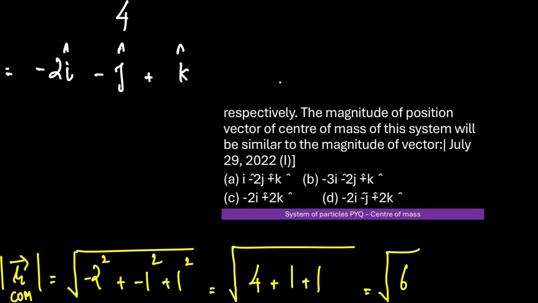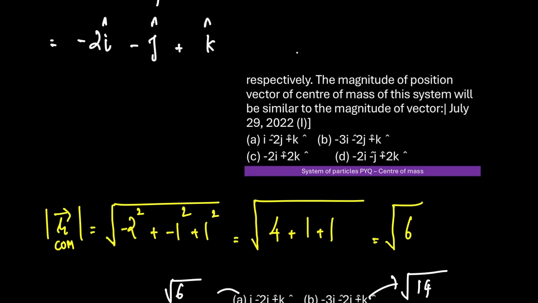Now what is the question? The question says the magnitude of the position vector of the center of mass of this system will be similar to the magnitude of which vector. So basically we've been given 4 vectors and we've been asked to find which of them has the same magnitude. The position vector of center of mass is minus 2i minus j plus k, so its magnitude will be root of minus 2 square plus minus 1 square plus 1 square, which is root of 4 plus 1 plus 1, root 6.